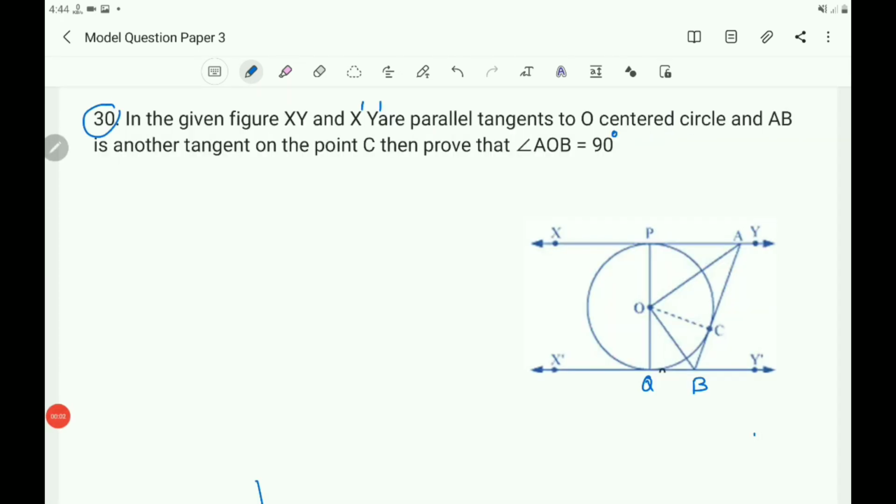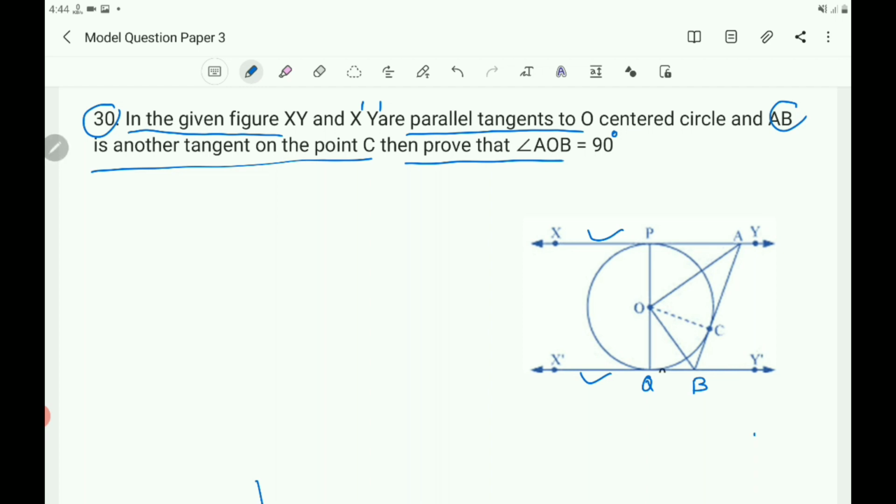Now take the 30th question. What is that question? In the given figure, XY and X dash Y dash are parallel tangents to O-centered circle, and AB is another tangent at the point C. Then prove that angle AOB is equal to 90 degrees. See the figure here. XY is a tangent, X dash Y dash is also tangent. They are parallel to each other.